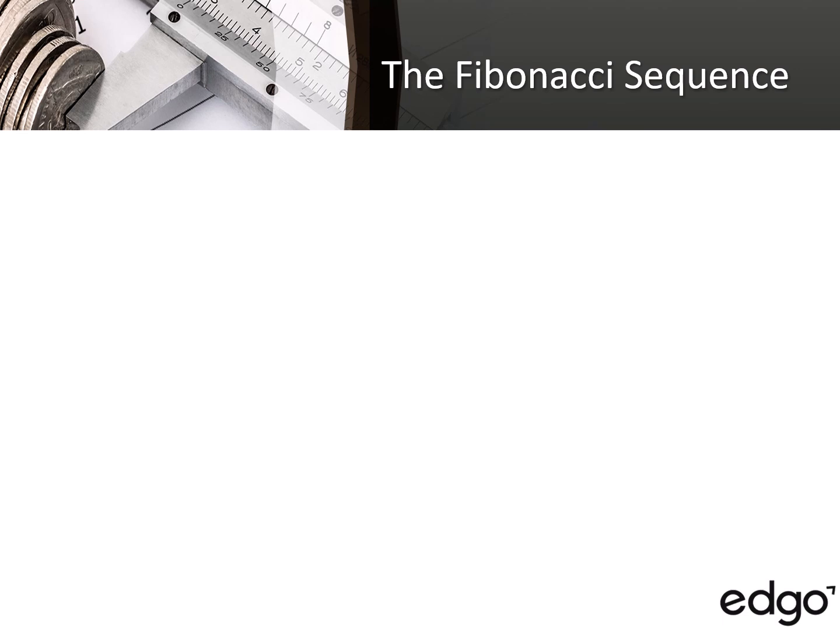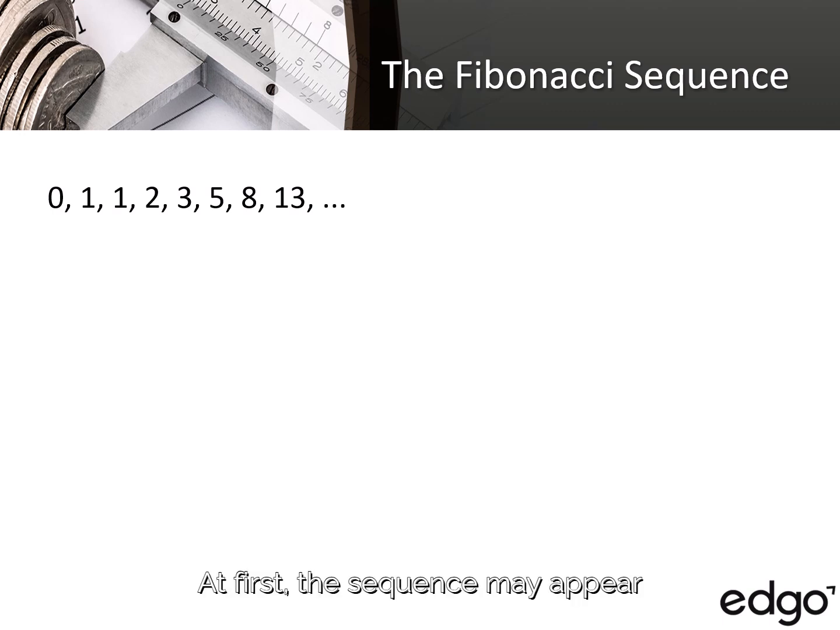Now we come to one of the most famous number sequences in mathematics, the Fibonacci sequence. Look at the sequence. 0, 1, 1, 2, 3, 5, 8, 13, and so on. At first, the sequence may appear unusual. Let us examine the rule. In the Fibonacci sequence, each new term is obtained by adding the two preceding terms. Let us see how this works.